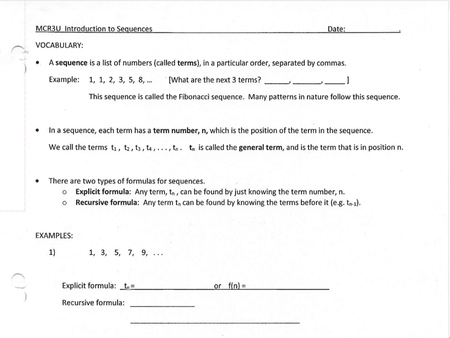A sequence is a list of numbers. They are called terms, and they have an order, okay? And they're separated by commas, so you can see how they look here. And so you can look at the sequence and you can predict future terms.